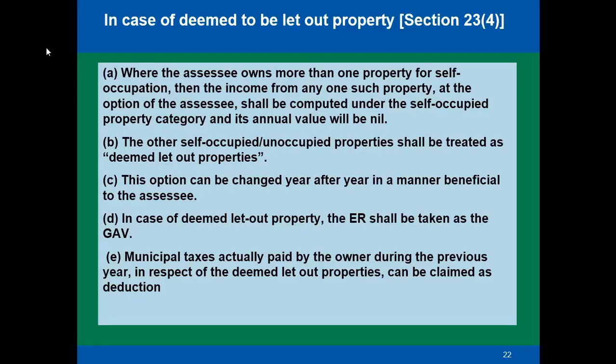So now let's understand the provisions relating to deemed to be let-out property, which is under section 23 subsection 4. Where the assessee owns more than one property for self-occupation, then the income from any such property, at the option of the assessee, shall be computed under the self-occupied property category and its annual value will be nil. The other self-occupied property shall be treated as deemed to be let-out property. This option can be changed year after year in a manner beneficial to the assessee.